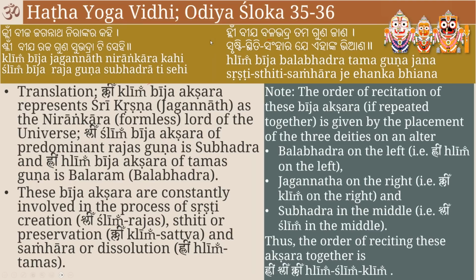So you have understood three bijas now. Hling bija is tamas, Shling is rajas, Kling is sattva. Hling, shling, kling. Three bijas. Okay? Good.